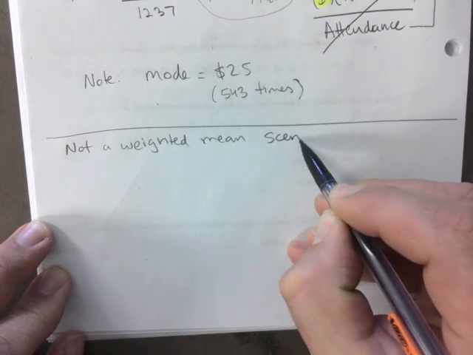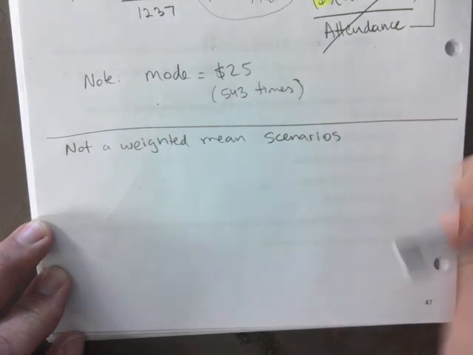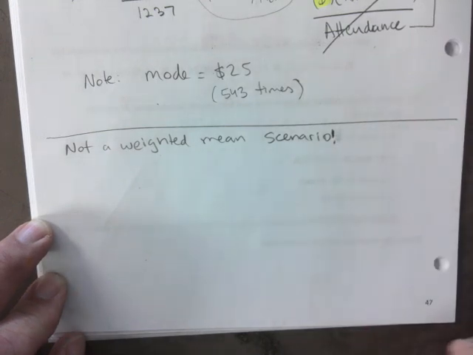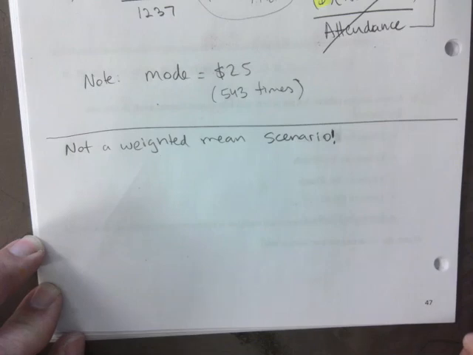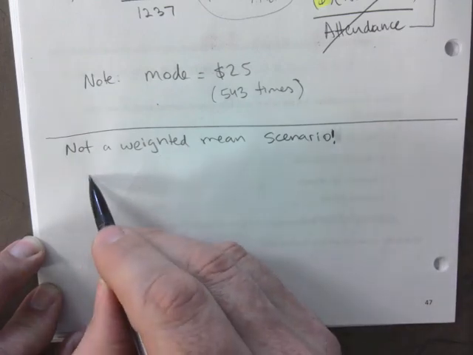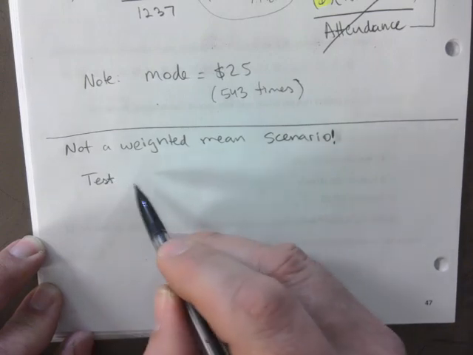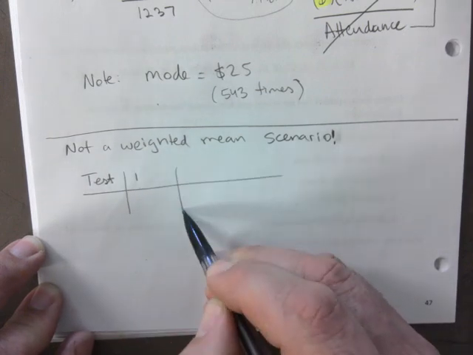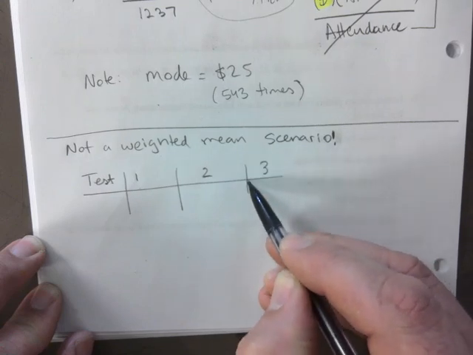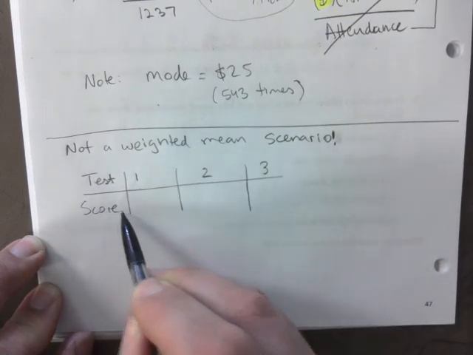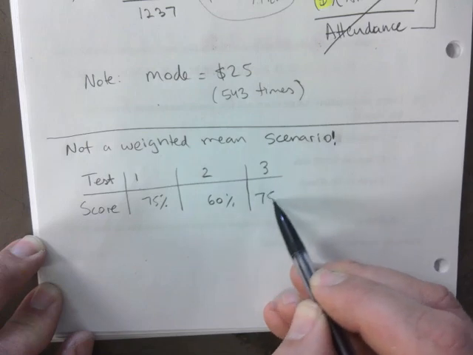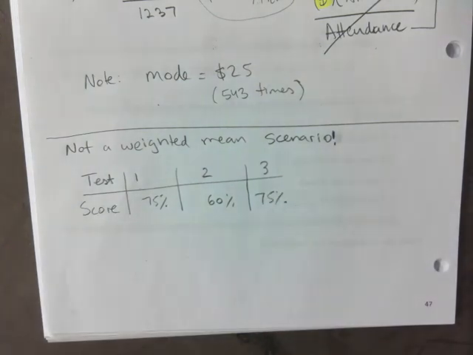I want to tell you, when do you not go weighted mean? Because some students think every single table they ever see is weighted mean. Mad, right? It's everywhere. So let's say you have something like this, test number 1. So this is your tests. So first test, second test, third test, and your score. Let's say you scored 75, 60, and 75 again. This is not a weighted mean scenario.